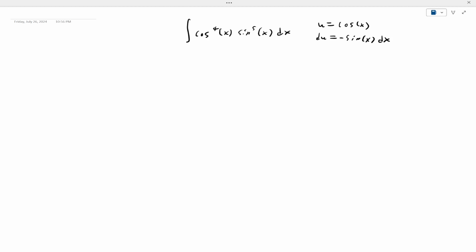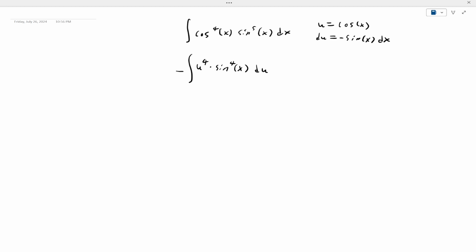So that's all fine and well, but we run into a problem. If we say all of our u's are cosine, we have u to the fourth multiplied by a negative cosine, so we can take out a negative, and then we have sine to the fourth still of x, and then we have our du. So what do we do?